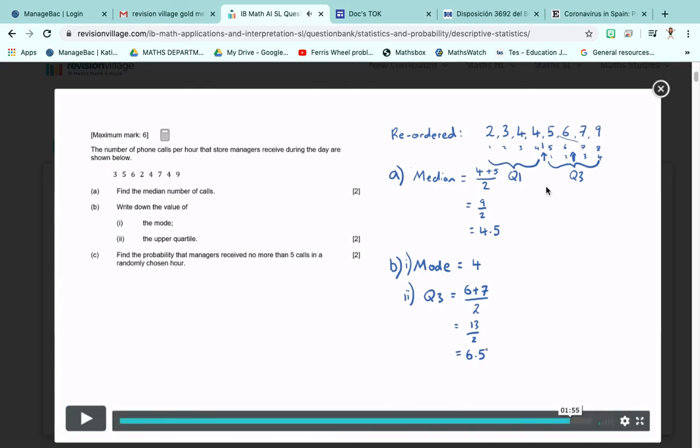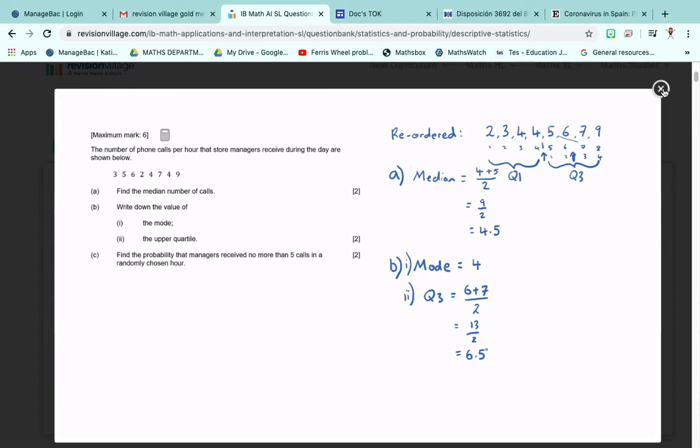If you wanted to do the same for quartile 1, all you would do here would be to split this data into half, and then we could see that halfway in between the median and the beginning number is going to be between 3 and 4. So the middle number, or quartile 1 of this set of data would be 3.5.